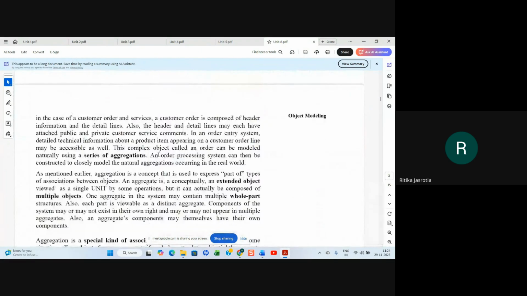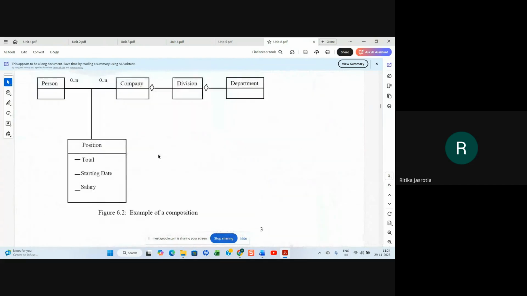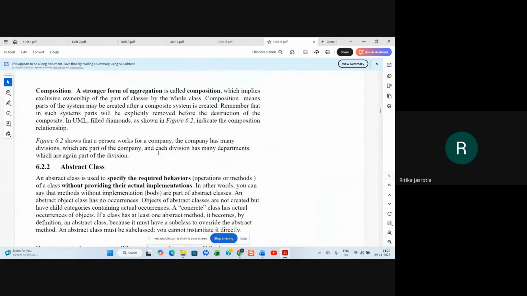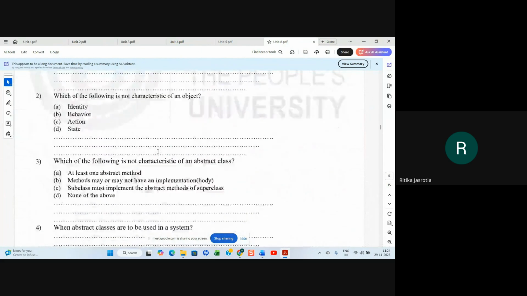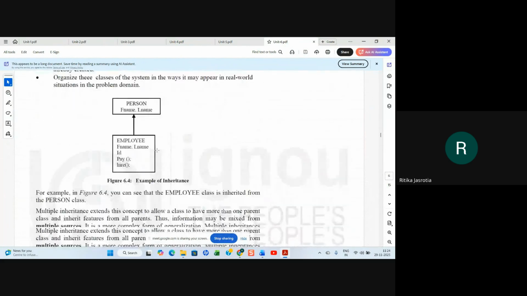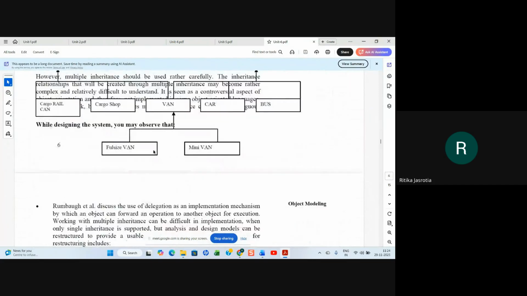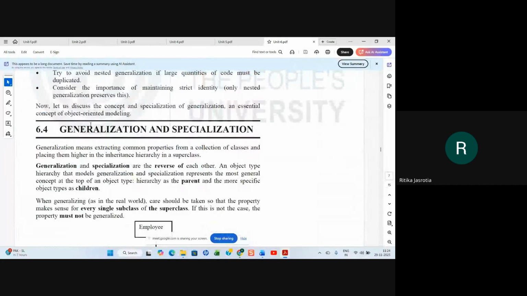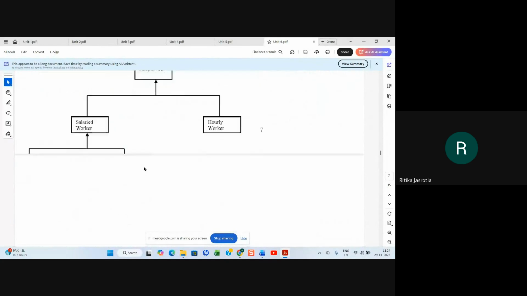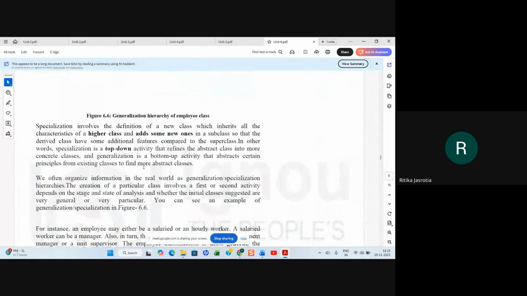Aggregation is explained in this. Composition is also shown. Abstract class is there. Multiple inheritance is there. Generalization and specialization: if you are asked a question about generalization and specialization, it is given in block 2 unit 6.